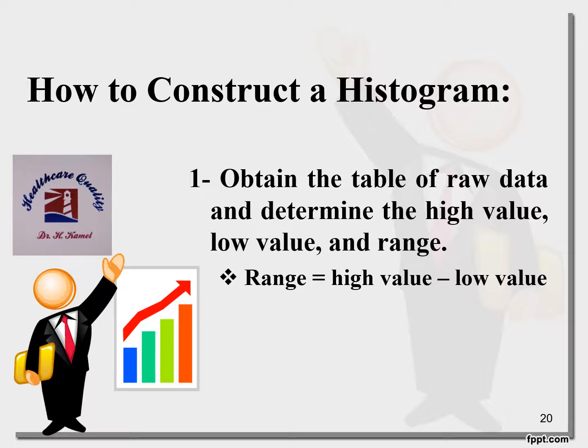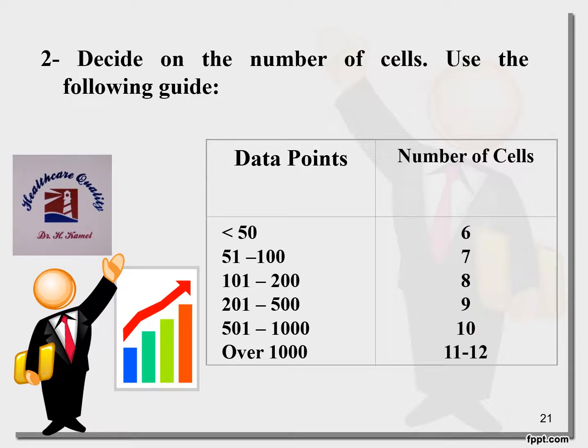How to construct a histogram? Step 1. Obtain the table of raw data and determine the high value, low value, and range. Range equals high value minus low value. Step 2. Decide on the number of cells. Use the following guide.